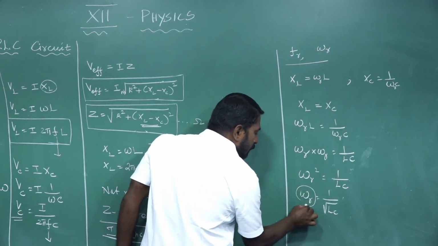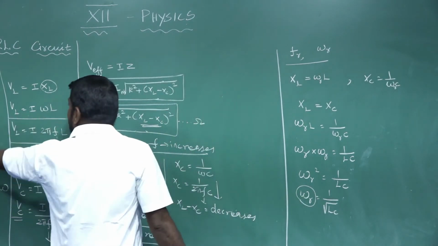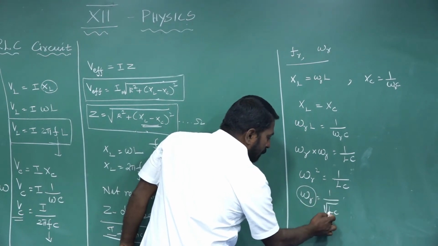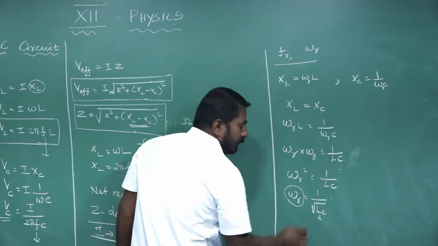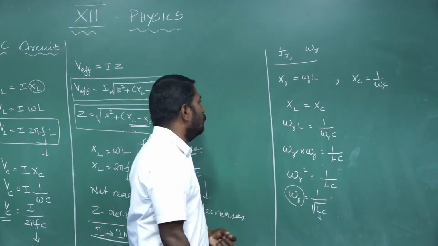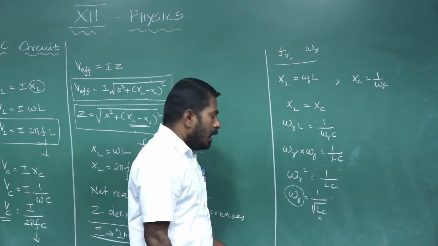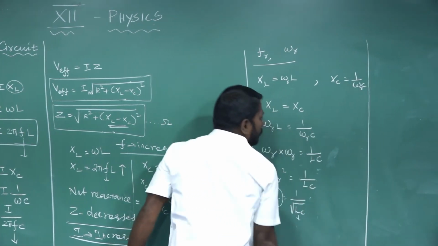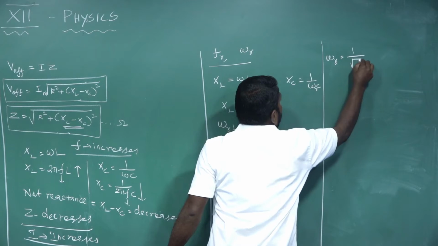So omega r is the angular frequency of the AC voltage at that particular frequency, which is equal to 1 divided by root LC. Here L is the self-inductance of the inductor and C is the capacitance of the capacitor. At this particular angular frequency of AC voltage, inductive reactance is equal to capacitive reactance. Simultaneously, what happens to the corresponding frequency of the AC source? Omega r is equal to 1 divided by root LC.